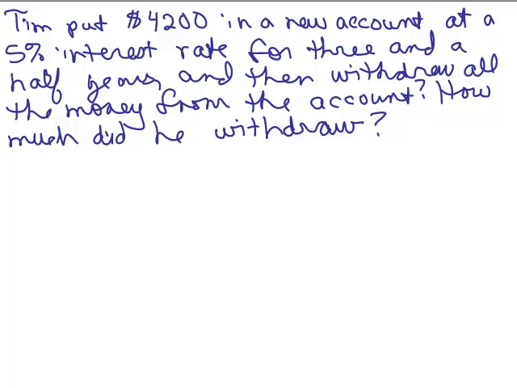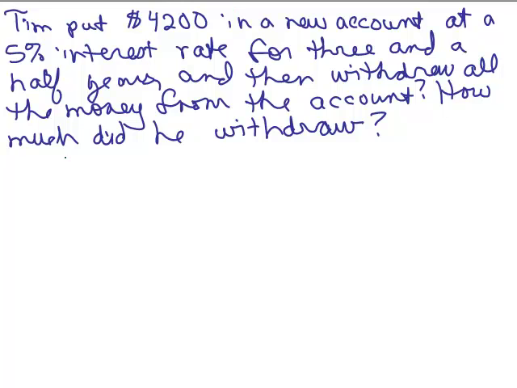All right, third problem. Tim put $4,200 in a new account at 5% interest rate for 3.5 years and then withdrew all the money from the account. How much did he withdraw? Okay, so what we need to figure out is the interest he made, and then he's going to get the amount he put in plus the interest.